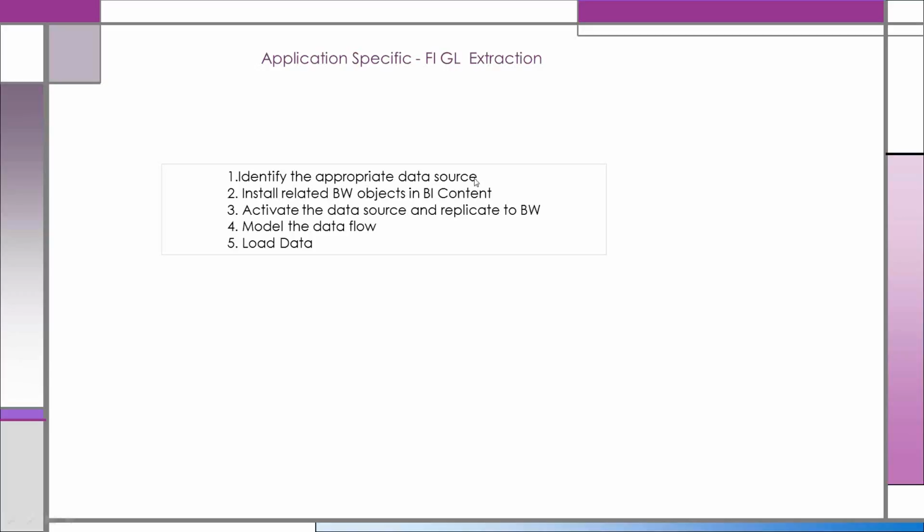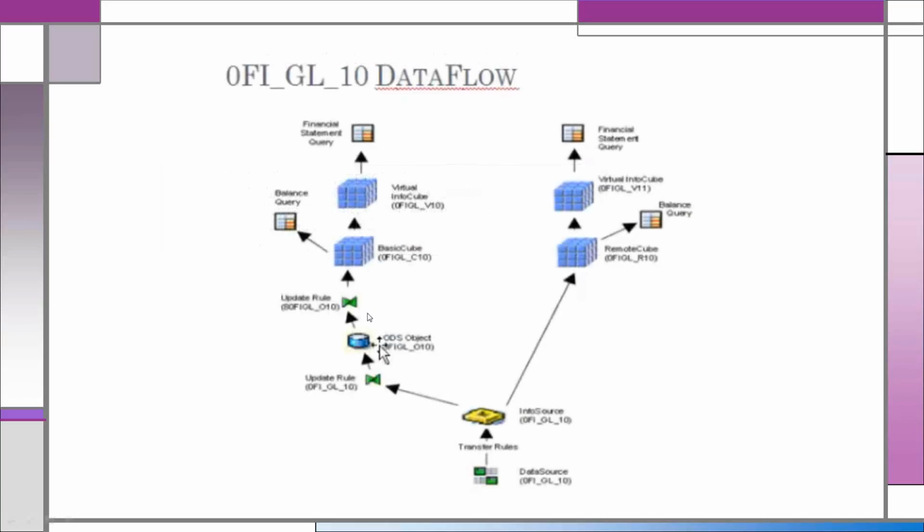So what you need to do is, first, find the appropriate data source. Then you need to figure out what the related business warehouse objects are in the BI content, right? Third is to activate the data source, then replicate it to business warehouse. The fourth one is to model the data flow. Fifth is to load the data. Okay.